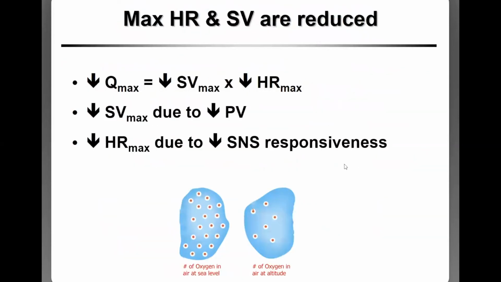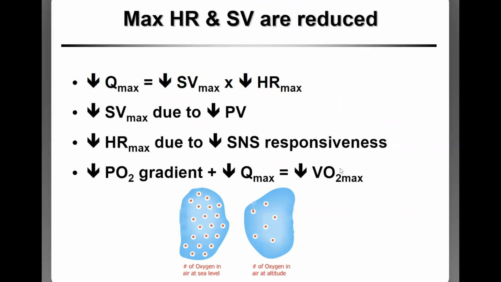So at altitude, our maximal stroke volume is going to be reduced because we have a reduction in plasma volume. Our maximum heart rate is going to be reduced due to a decrease in sympathetic nervous system response. So the overall impact is a reduction in maximal cardiac output. And if you think back to Fick's equation, VO2 is equal to cardiac output times the AVO2 difference, so VO2 is equal to Q times the AVO2 difference.